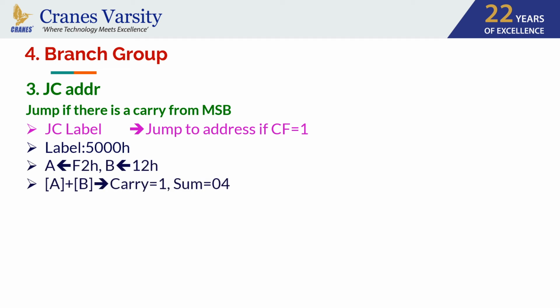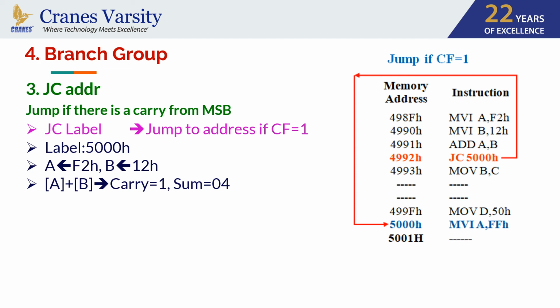For JC also, we are taking one example. In this small program, we are loading the accumulator with F2 and the B register with 12. When I add these two, you can see I am using ADD here. F2 plus 12 gives a sum of 104. In that, the sum will be 04 and the carry generated is 1. So here it is generating a carry.